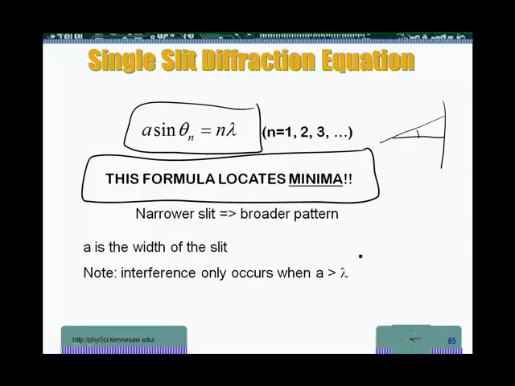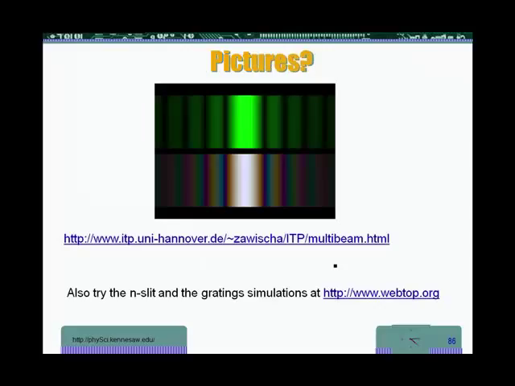Diffraction happens only when the slit width is larger than the wavelength. This is the way it's going to look. For example, here this is the position of our first maximum, and this is the position of our first maximum from the other side. Now notice how different this is from the interference pattern from two slits. The central maximum is wider than the other maxima. It's actually, in this case, twice as wide.